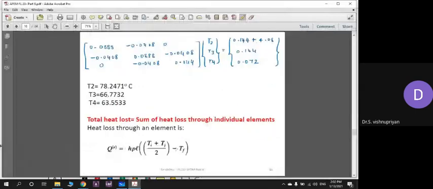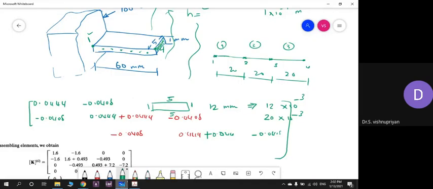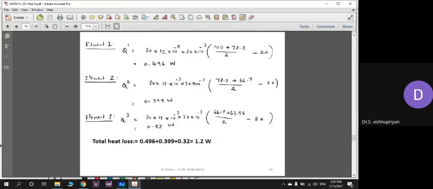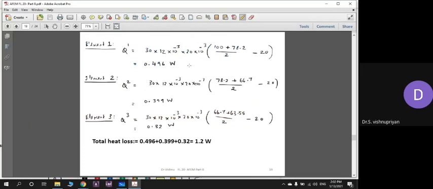This Tf is known to us already. So if we use this equation for element 1, then these things are already known to us. So here T1 is given as 100, and in the previous step we found T2 as 78. So 100 plus 78 over 2 minus Tf. This is for the first element.